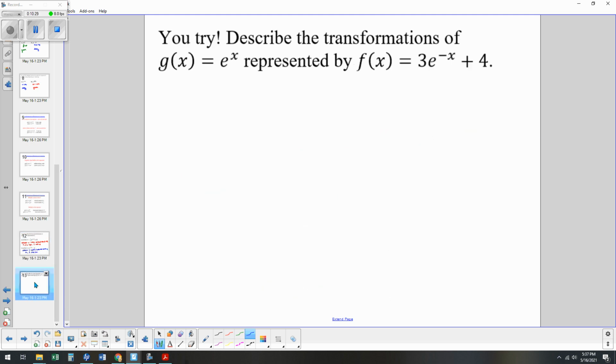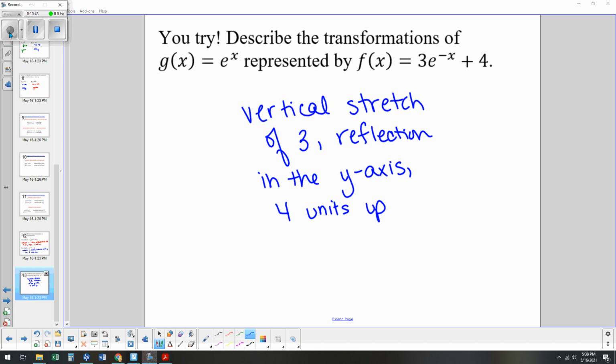All right, so for the last one here, you're going to describe the transformations from g of x equals e to the x, given by f of x equals 3 times e to the negative x plus 4. So try it, pause it, check your answer. All right, so for this last problem, we had a vertical stretch of 3 with that 3 there. The negative was in the exponent, so that's a reflection in the y-axis, and then plus 4 meant 4 units up. So that is section 6.2 with a little bit of 6.4 sprinkled in.